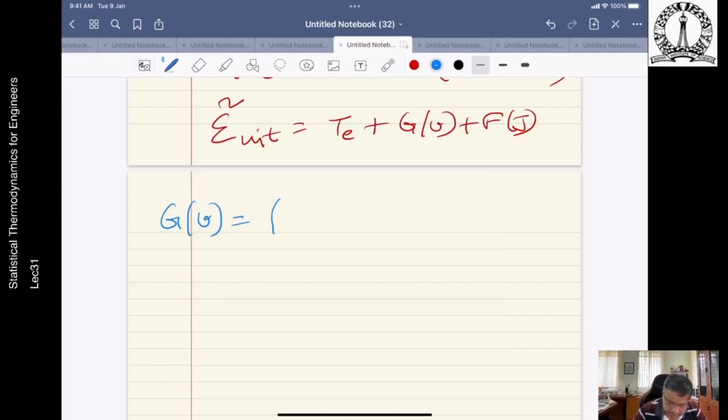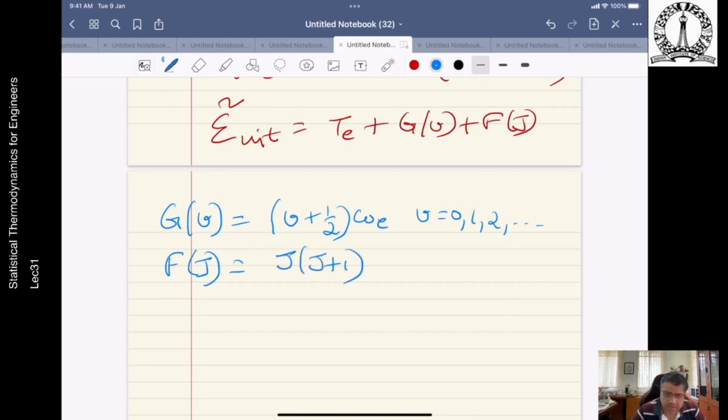Now this GV is given as V plus half into omega E, where V is equal to 0, 1, 2, and so on. And FJ, this is a recap, this we already know. So this is given as J into J plus 1, BE. So J is equal to 0, 1, 2, and so on.